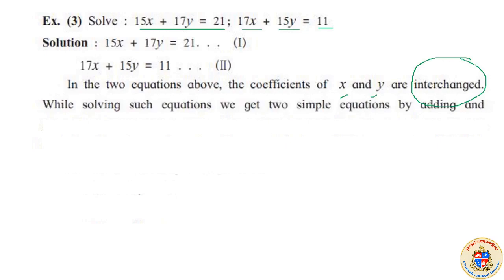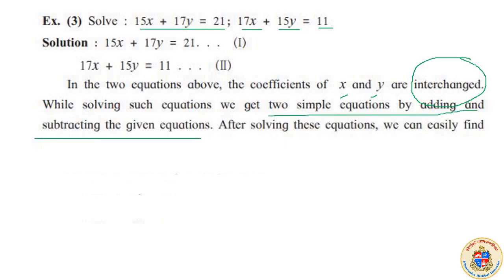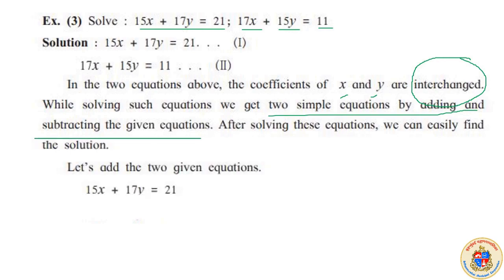While solving such equations, we get two simple equations by adding and subtracting the given equations, so that we can easily find the solution. What is it? Let us add the two given equations. How will we add? 15x plus 17y is equal to 21. 17x plus 15y is equal to 11.